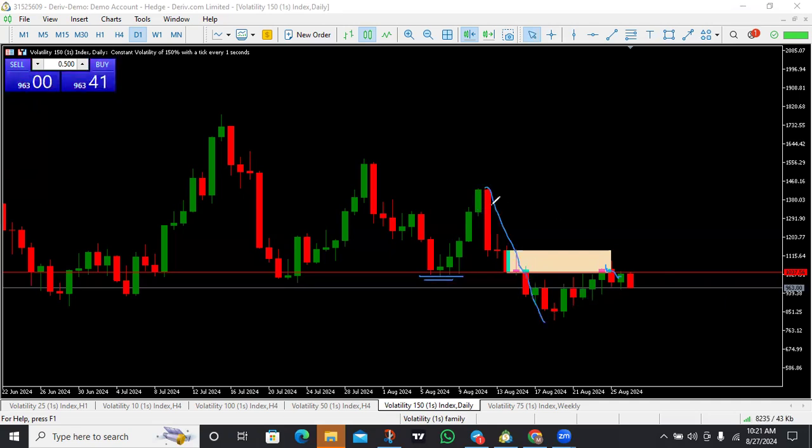So I know there is a strong supply zone here. But remember, there is another supply zone here. This is a rally-based drop, and this is a drop-based drop. So I'm looking at this point here.